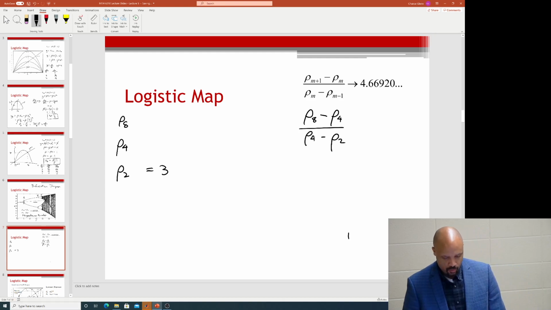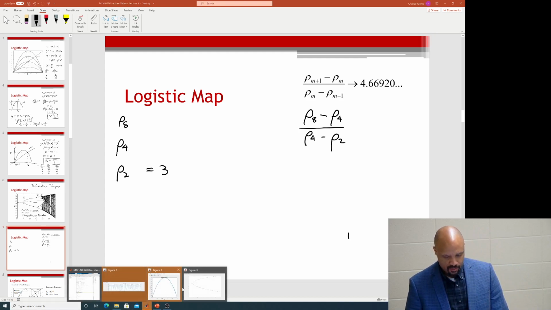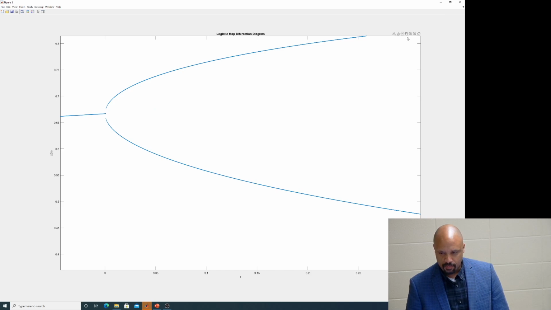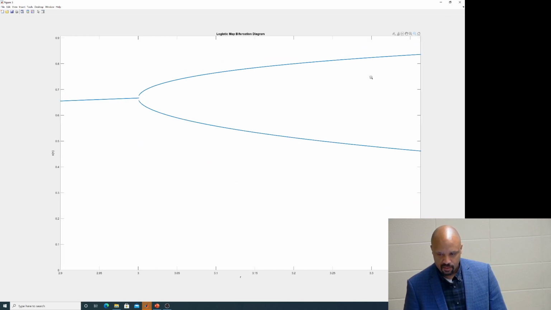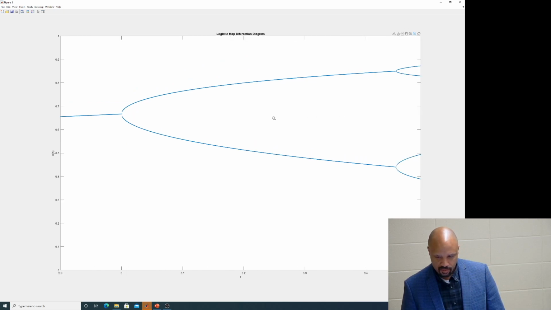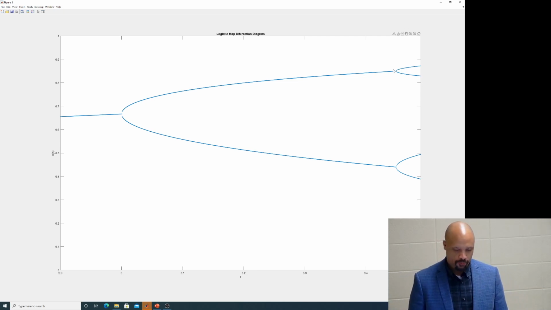All right, now I'm going to back out so we can see it. And let's look at where this occurs. And again, these are estimates, but that's 3.45. 3.45. So we go back here.